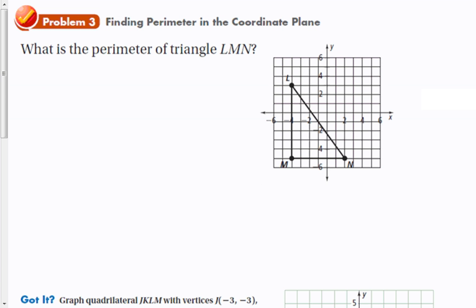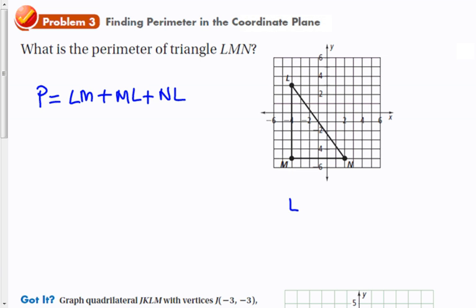All right, finding the perimeter in the coordinate plane. We are going to use a couple things here to help us do this. Remember, to find the distance between any 2 points in the coordinate plane, we can use the distance formula. So to find the perimeter of this triangle, we're going to have to add up 3 sides. So our perimeter is going to equal LM plus MN plus NL. And I'll do my little work down here.